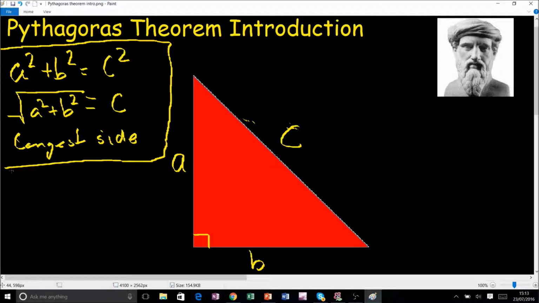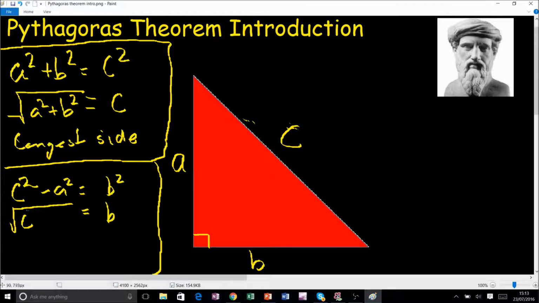Now if you want to find the shorter side, you can rearrange your formula and get C squared, or the longest side squared, take away any of the shorter sides squared, depending on which short side you're trying to find. So let's say we're trying to find B: C squared take away A squared is equal to B squared. Okay, and then B would be equal to the square root of C squared take away A squared.